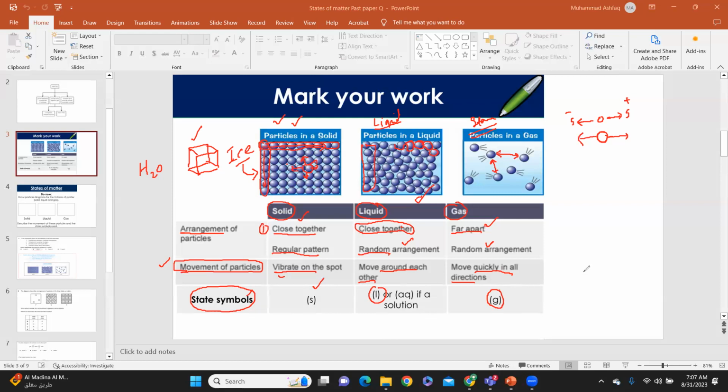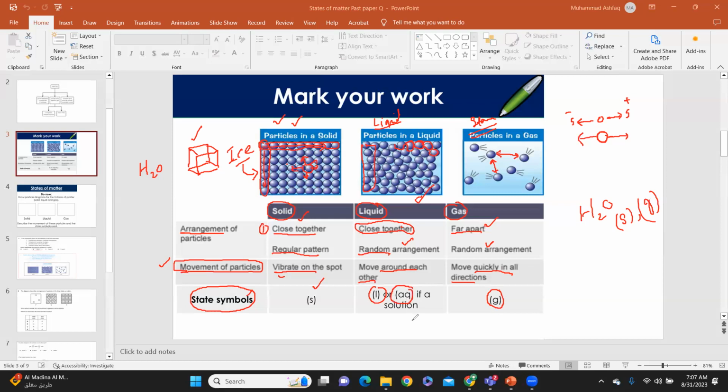For example, you write an equation in which you write H2O, and nobody knows in which state that water is present. So if it is ice, what will you write here? Solid. If it is gas, gas. For liquid, L. Here is another state symbol, represented as AQ.